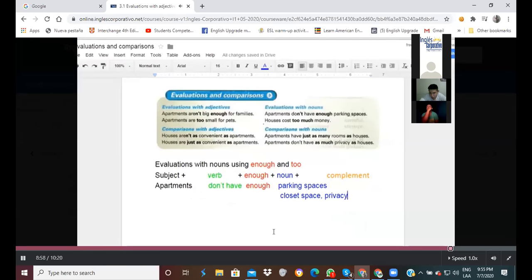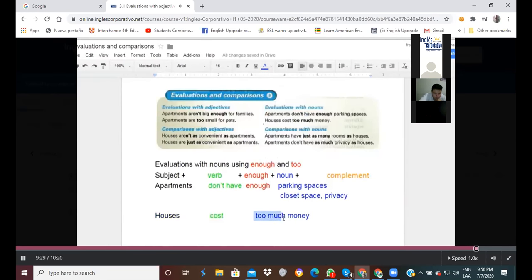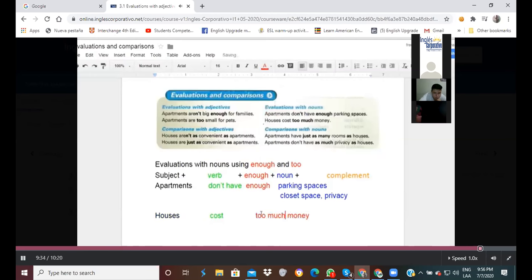And the last example that I would like to make is how to use too. So in this case, I'm going to take that example there. Houses, this follows the verb, so that continues to be the same. We are no longer going to include the word enough. So in this case, we're going to use too much money, right? Houses cost too much money. So I'm going to follow the pattern there. Houses cost, that follows the verb. And then I want you to notice what happened. So we include too much money.